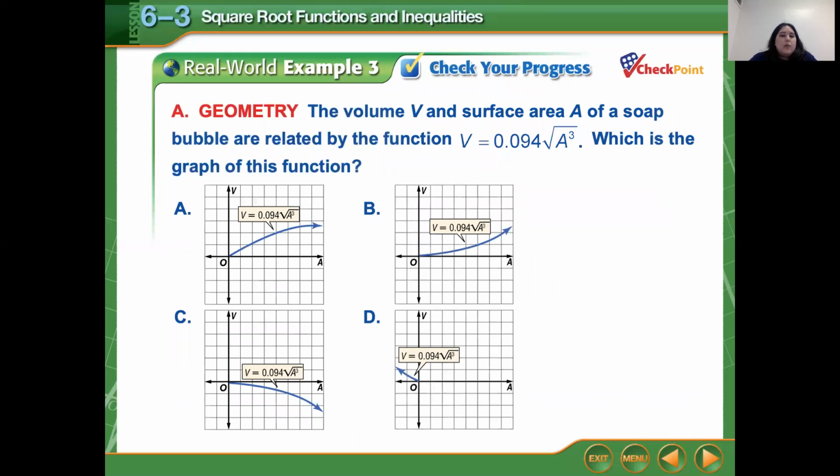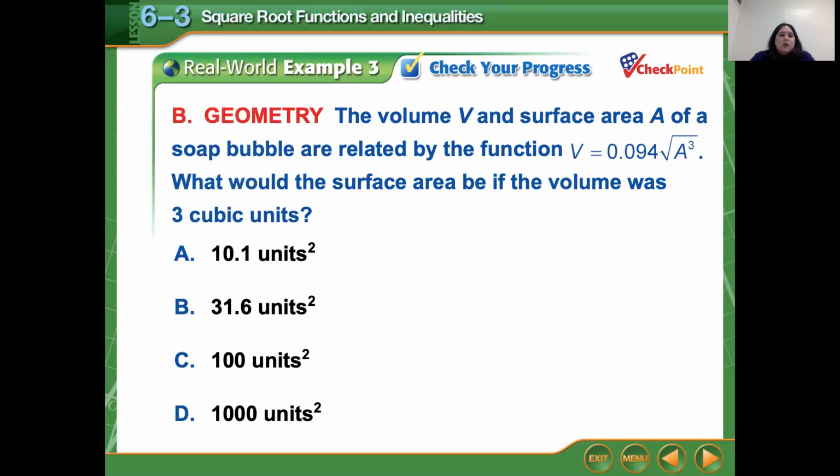All right, so go ahead and graph v equals 0.094 square root of a cubed. As you graph it, you should get B. What would the surface area be if the volume was 3 cubic units? You should get A.